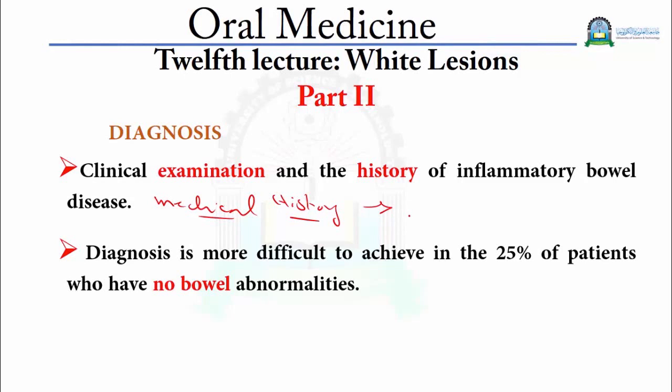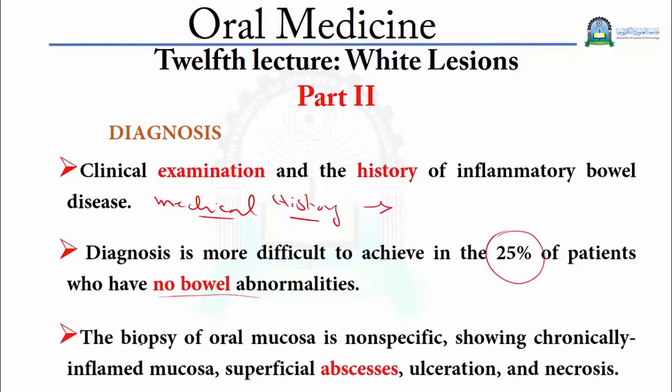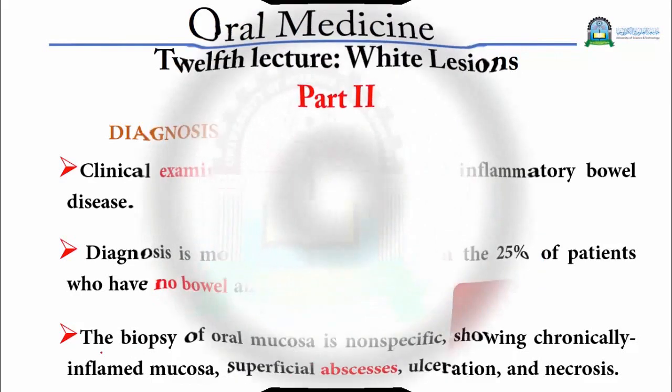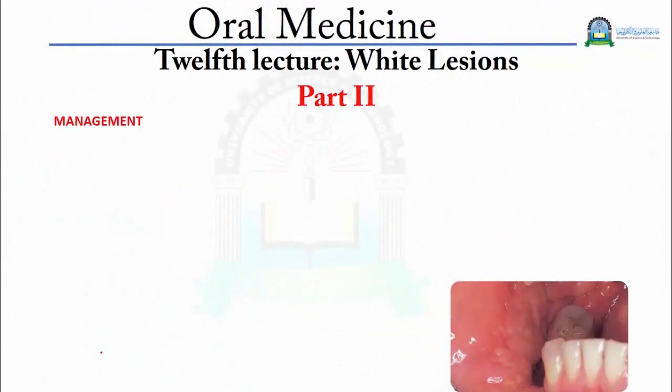Diagnosis is more difficult to achieve in 25% of patients who have no bowel or GIT diseases. The biopsy of oral mucosa is unfortunately non-specific, showing chronically inflamed mucosa, superficial abscess, so we call it pyostomatitis, and ulceration as well as necrosis.